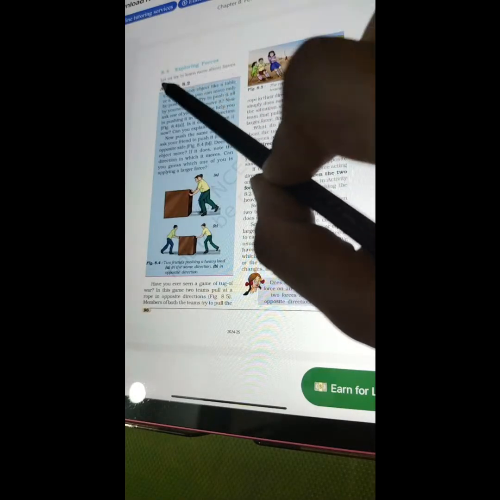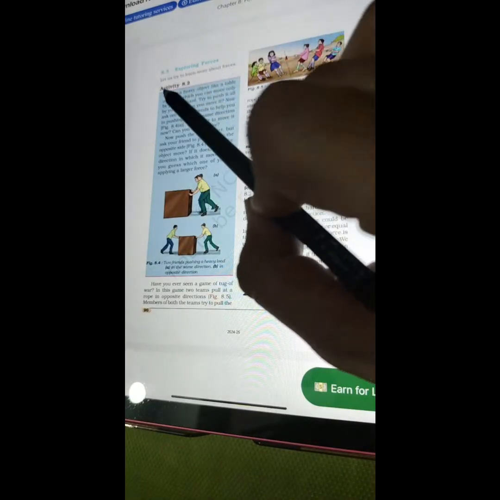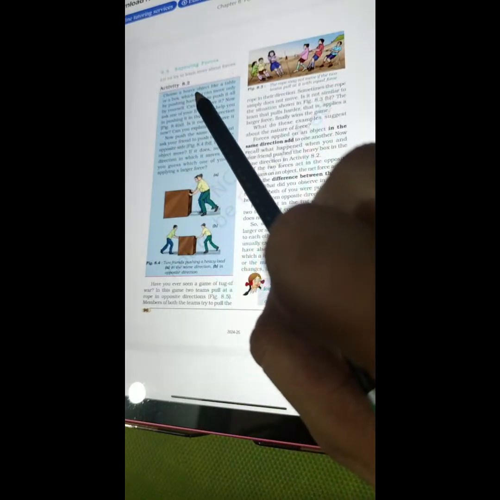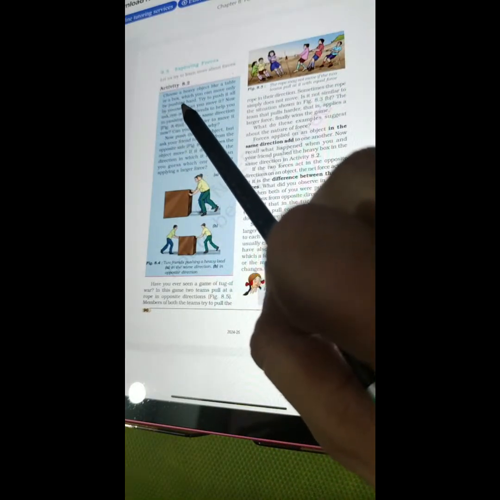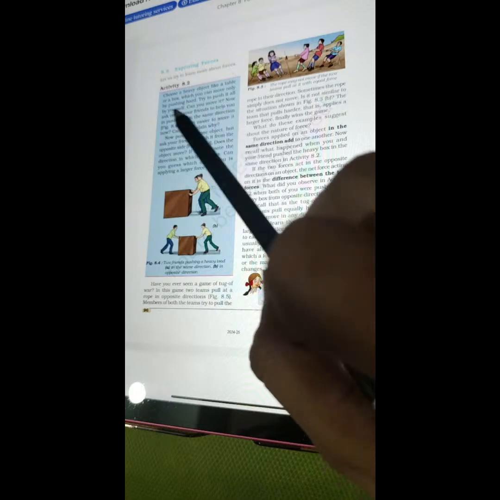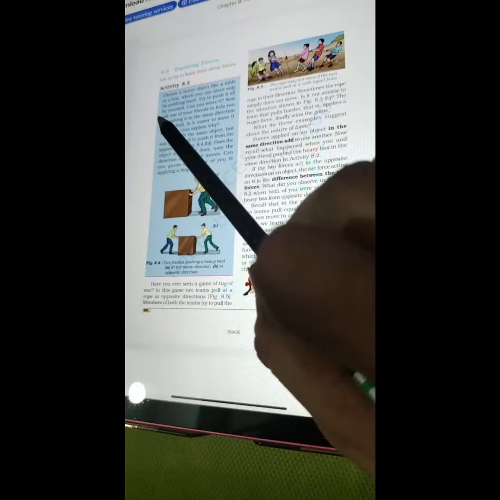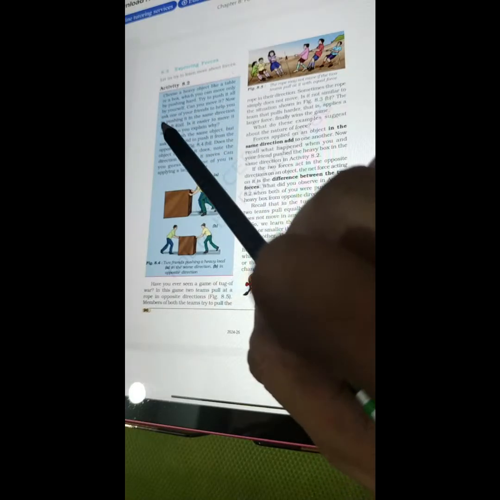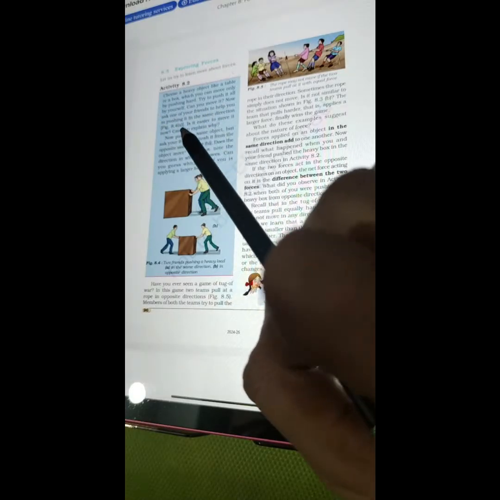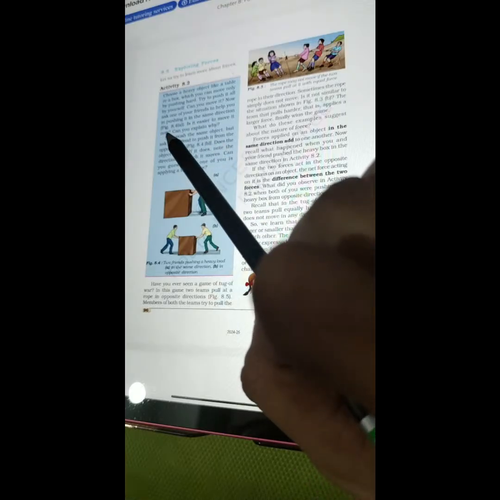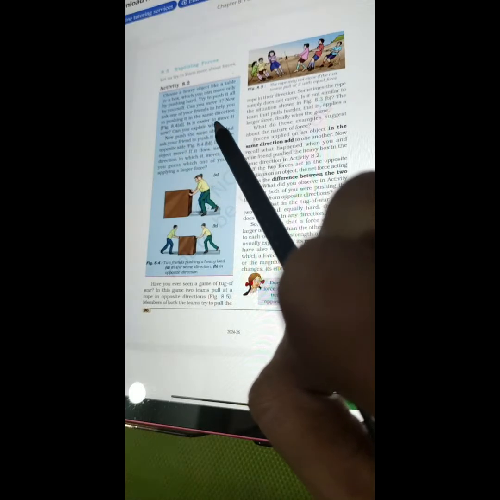8.3 Exploring Forces. Let us try to learn about forces. Activity 8.2: Choose a heavy object like a table or a box, which you can move only by pushing hard. Try to push it all by yourself. Can you move it? Now ask one of your friends to help you in pushing it in the same direction as shown in figure 8.4a. Is it easier to move it now?